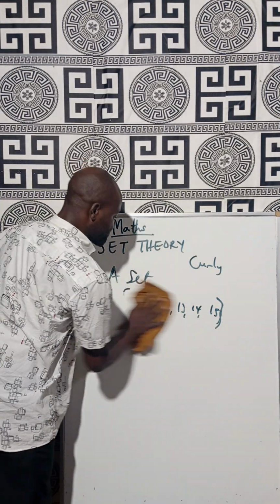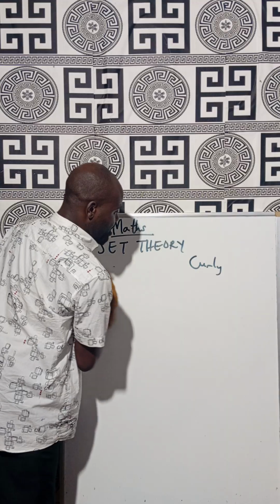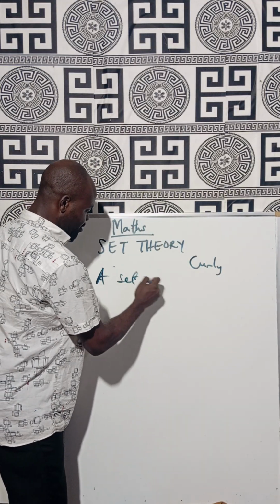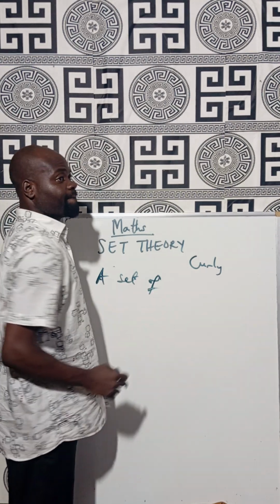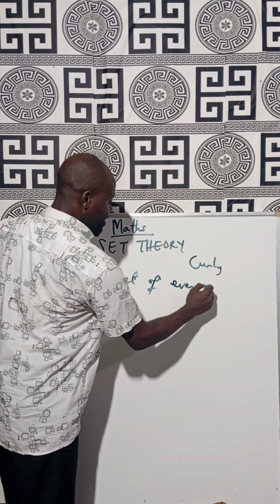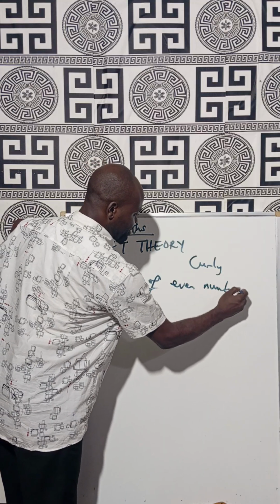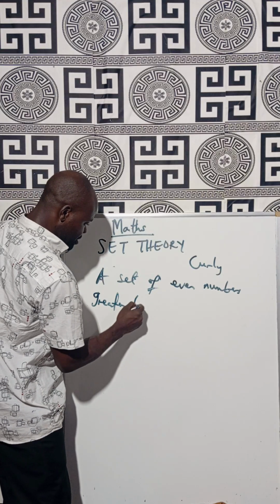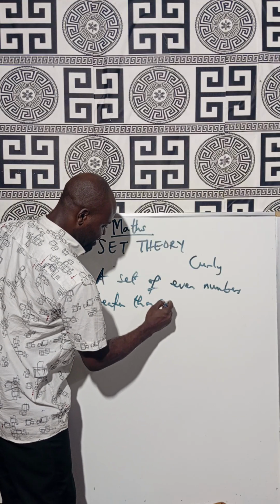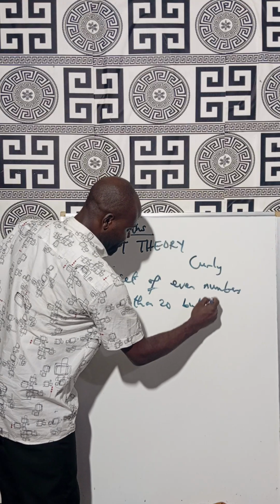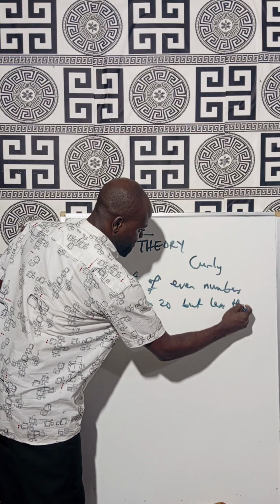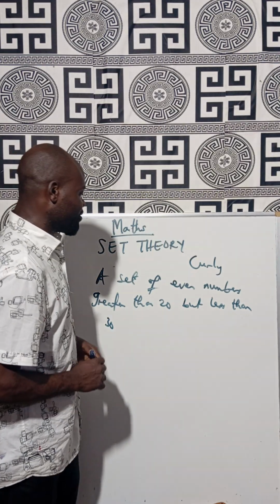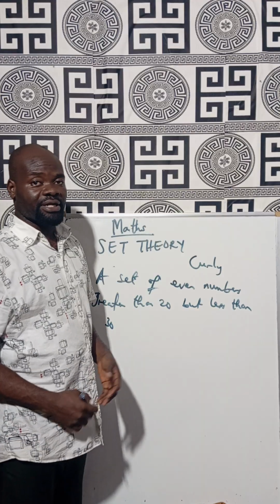Let's say you are asked to write a set of even numbers greater than 20 but less than 30. Okay, a set of even numbers greater than 20 but less than 30.